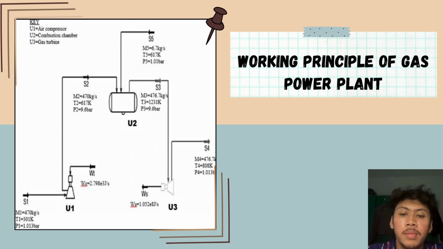Next, for the gas turbine. The hot high pressure gas from the combustion chamber is then expanded through the turbine. As the gas expands, it does work on the gas turbine blades, extracting energy from the gas and causing the turbine to rotate. Lastly is exhaust. After passing through the turbine, the exhaust gases exit the engine at lower pressure and temperature compared to the inlet condition. These exhaust gases may be discharged directly into the atmosphere or used for additional processes in a combined cycle system.